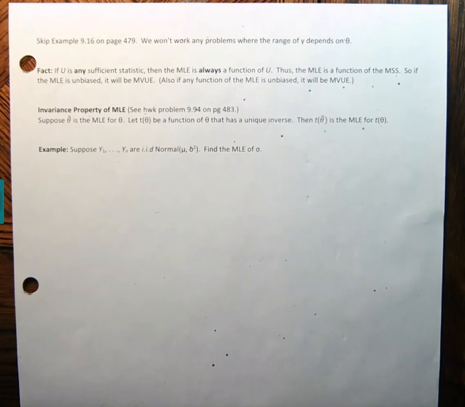We also have what's called the invariance property of MLEs. So suppose that theta hat is the MLE for theta. Let t of theta be a function of theta that has a unique inverse. Then t of theta hat will be the MLE for t of theta. And you might ask, well, why is that useful? Well, the reason that's useful is, for example, we just found the MLE for sigma squared. We can use this to help us get the MLE for sigma.